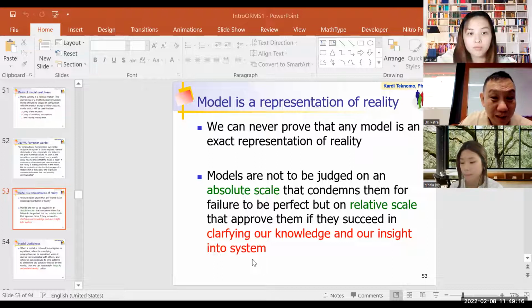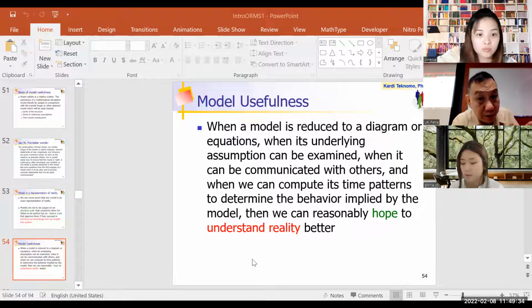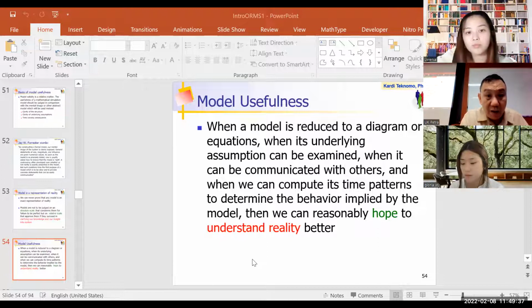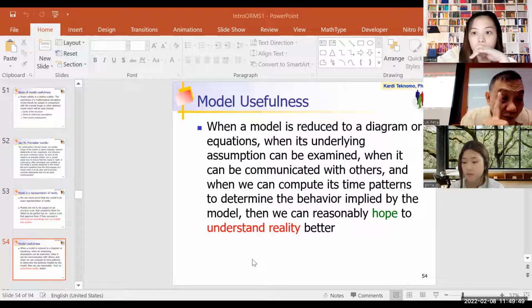Don't judge based on the absolute scale of whether this is the reality. In fact, there is none. But whether we clarify our knowledge, whether we provide insight about the system, that is the purpose of modeling. So when the model is reduced to diagram, to equation, when the assumptions are examined, when we can communicate with others, when we can compute the time pattern to determine the behavior based on the model, then we hope we reach level 1, to understand the reality better. That's it. At least you can do level 1.